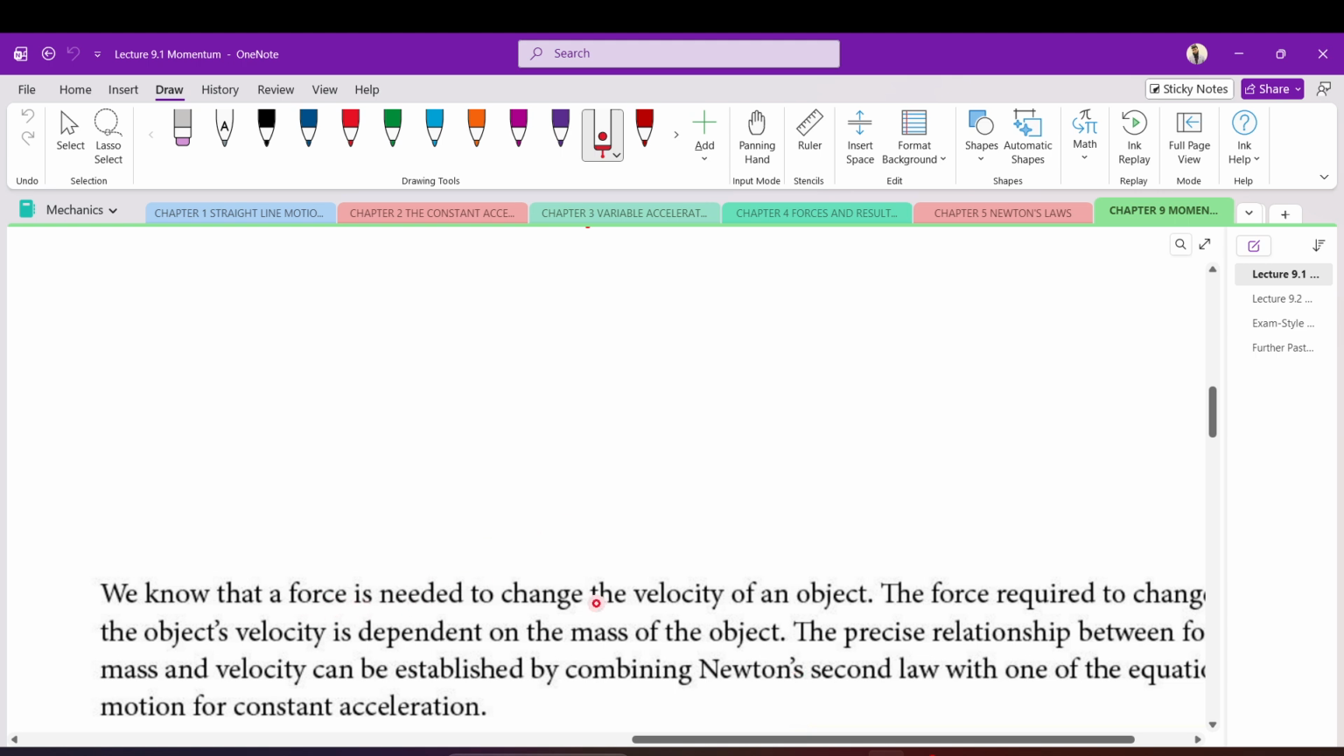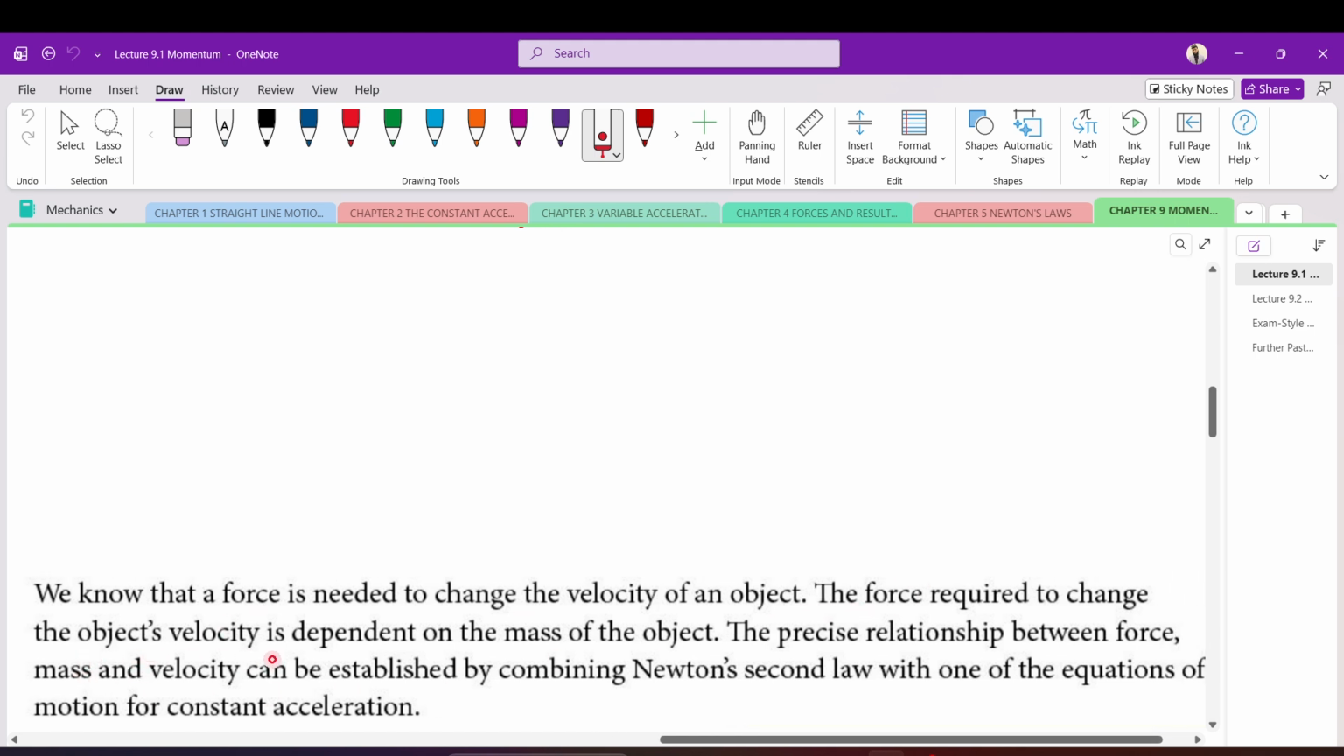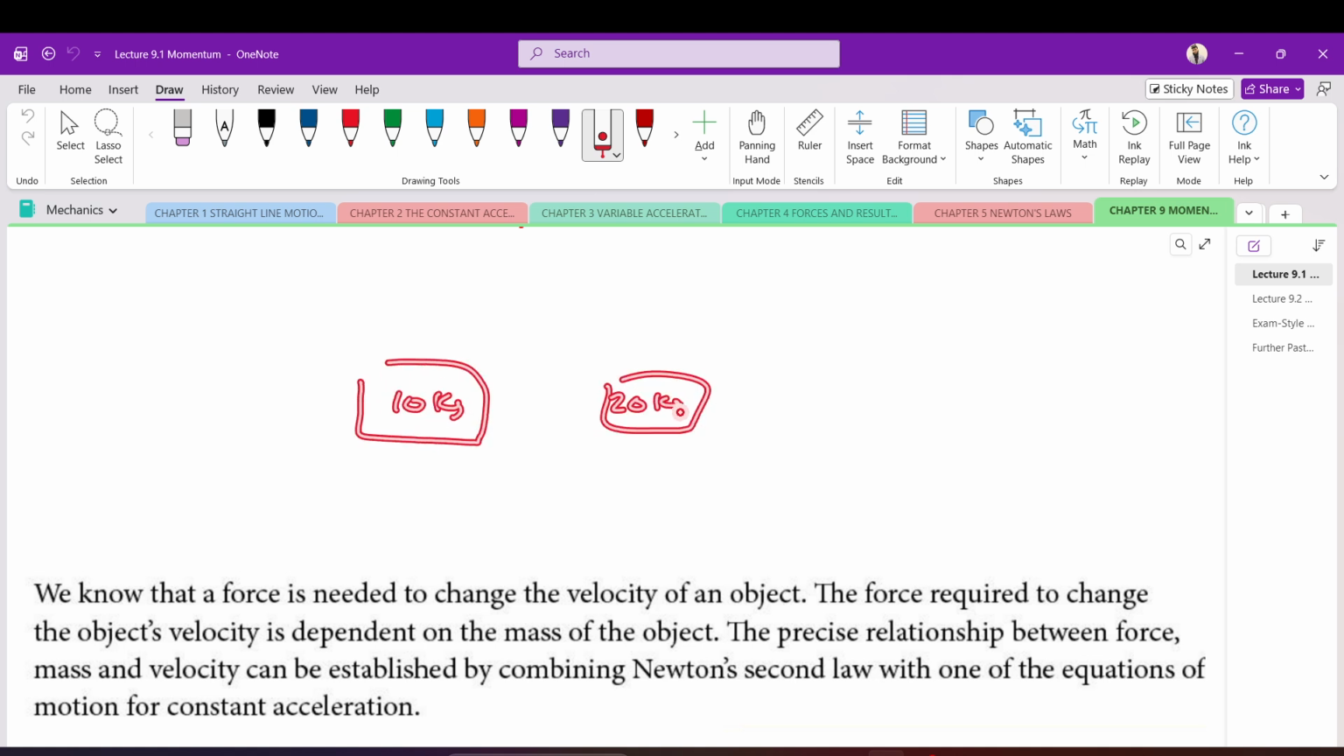We know that a force is needed to change the velocity of an object. The force required to change the object's velocity is dependent on the mass of the object. Let's say you have two objects, one of 10 kg and one of 20 kg. In order to move the box with 10 kg mass, you're going to require a certain amount of force. But in order to move a 20 kg box, you need a higher force. So the force required to change the object's velocity is dependent on the mass of the object.